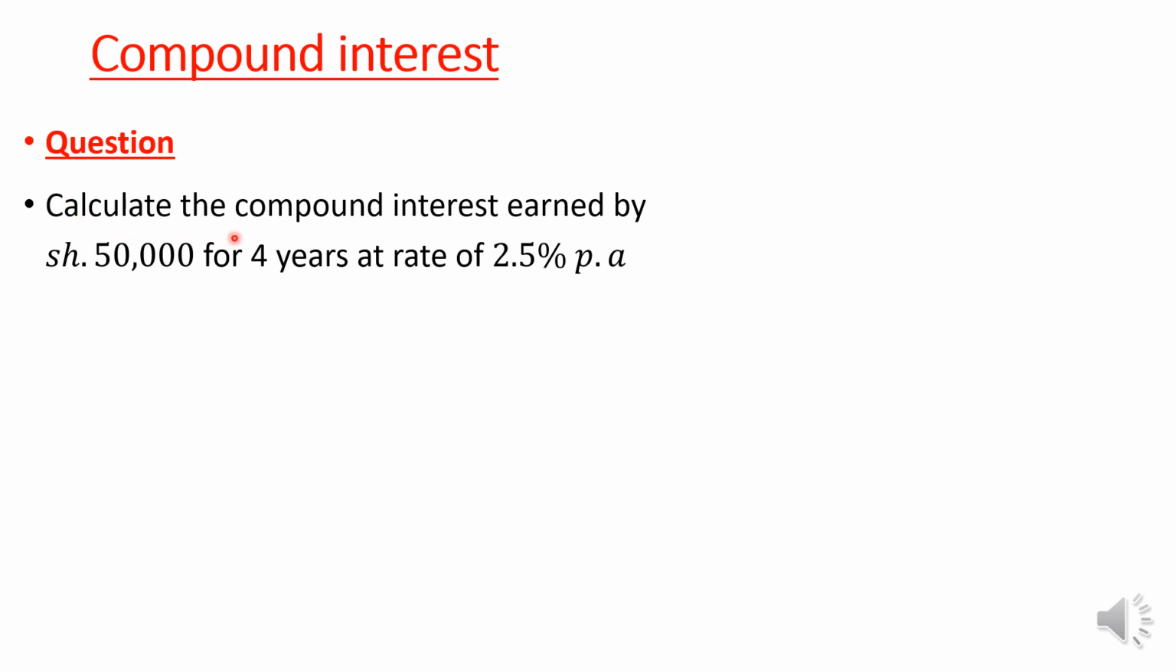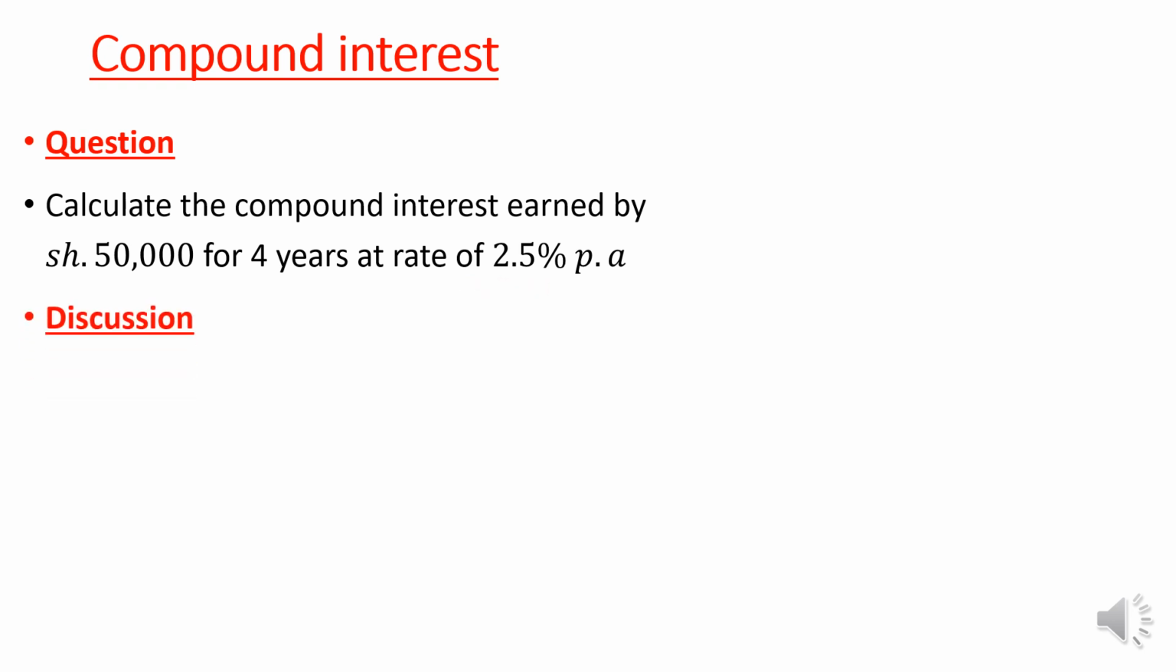you calculate the amount of compound interest earned by shillings 50,000 for 4 years at a rate of 2.5% per annum. You're supposed to calculate the amount of compound interest earned by 50,000 shillings for 4 years at a rate of 2.5 per annum, that is per year.